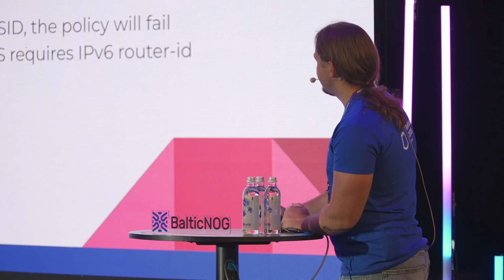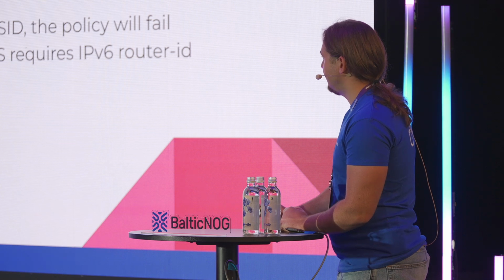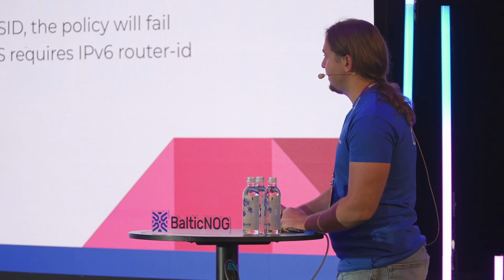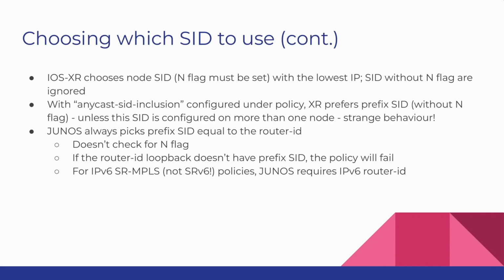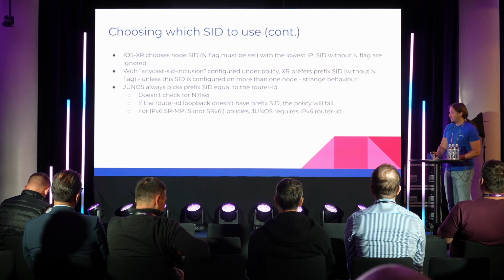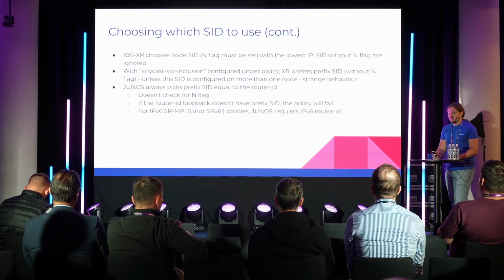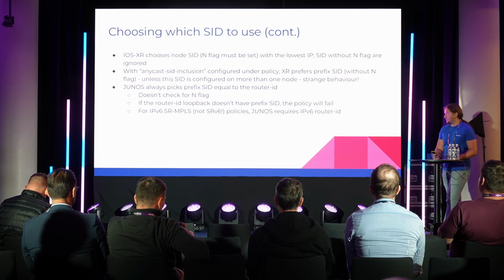In reality, every vendor does it their own way. So IOS XR chooses just a node SID with the N flag with the lowest IP and ignores prefix SIDs without the N flag. And Junos always requires a prefix SID equal to the router ID value, and it doesn't even check for the N flag. And an interesting consequence of that is that if you use SR with IPv6 and segment routing with MPLS, not SRv6, Juniper requires an IPv6 router ID, which normally is not required.